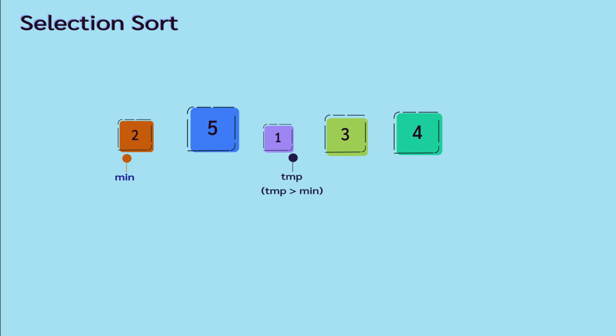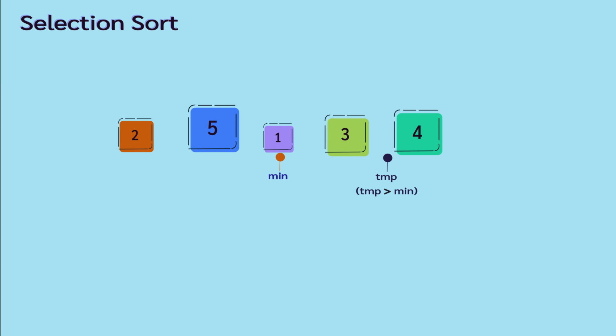Now here the next element 1 is less than the minimum, that is 2. So now 1 will become the min and temporary will move to the next element. In the next comparison, 3 is greater than 1 and there is no shift of min. And the last comparison is between min and 4. Since 1 is less than 4, there is no shifting of min.